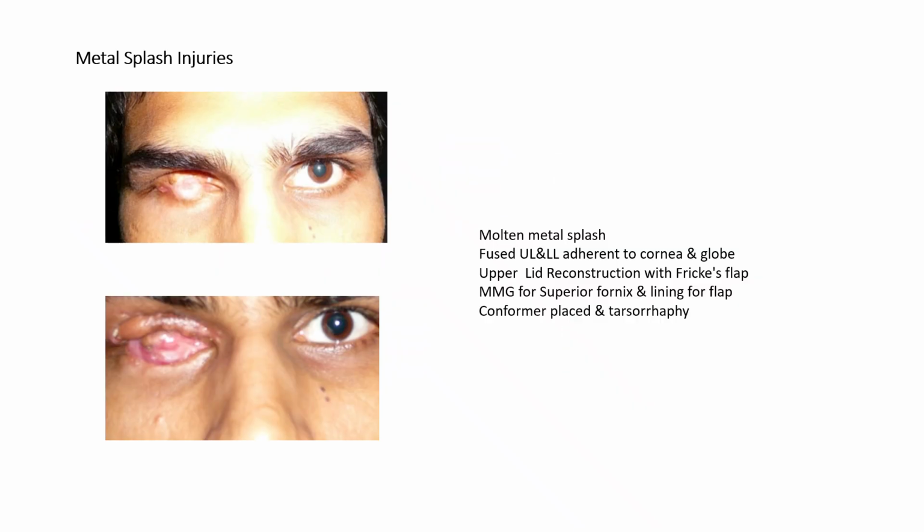Another metal splash injury due to molten metal fused upper lid and lower eyelid, which were adherent to cornea and the globe. Upper eyelid reconstruction with fricase flap, MMG for superior fornix and lining for flap. Conformer was placed and a tarsorrhaphy was done.